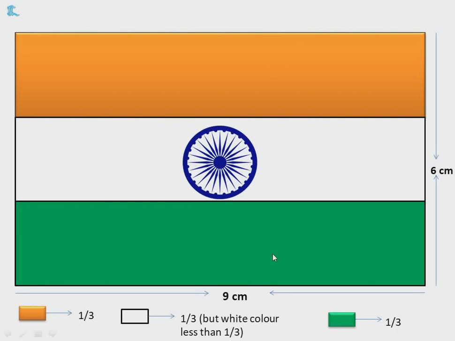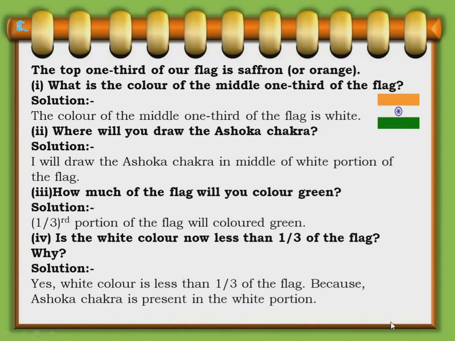And for the introduction to fractions, a video is already uploaded. I have kept it in the description also. Please watch it first. Okay. And this is the length, which is 9 centimeters. And this is the width, which is 6 centimeters. Now, the top 1/3 of a flag is saffron or orange color. This is saffron or orange color.